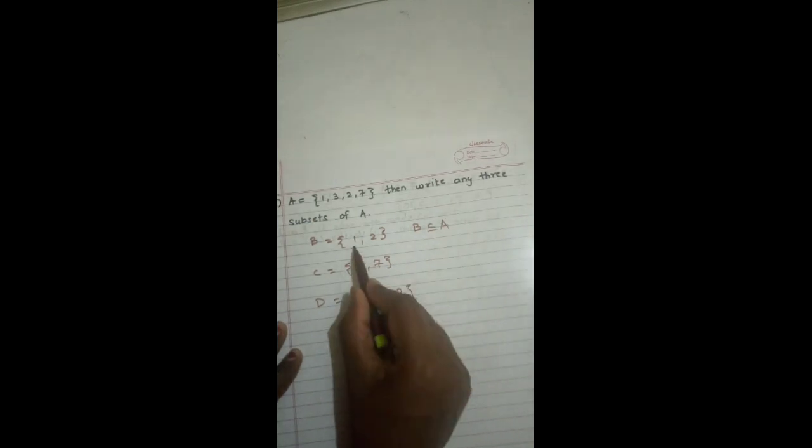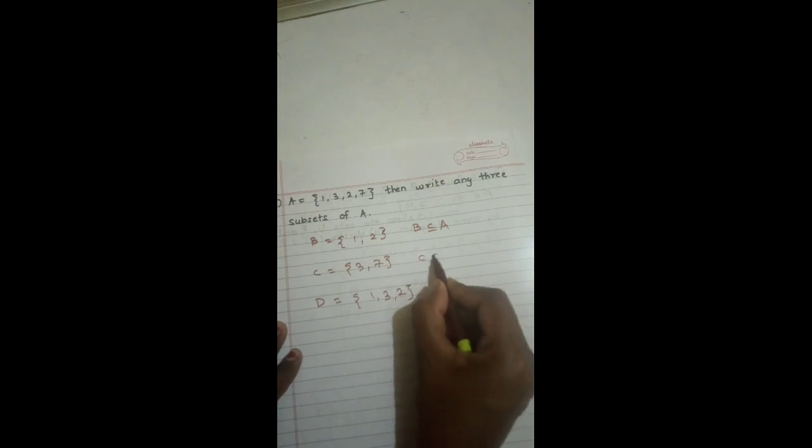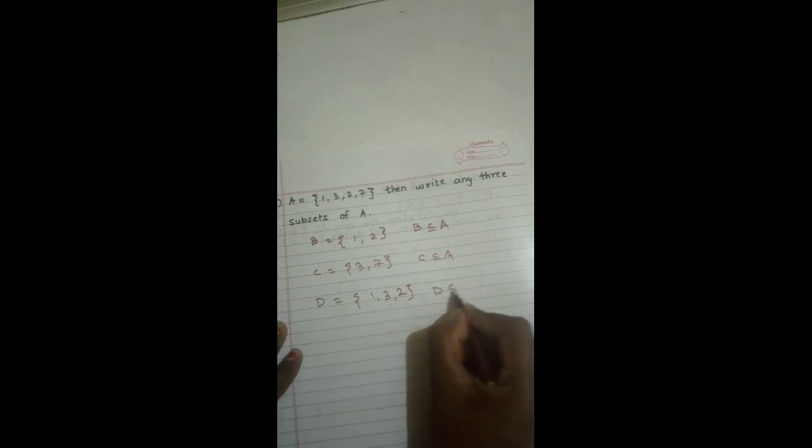कसं? कारण त्यामधले दोन एलिमेंट 1 आणि 2 हे ए मधलेच आहेत. Again C is a subset of A. How? 3 and 7 elements belong to A, and also 1, 3, 2. D is also a subset of A, कारण डी मधले सगळे एलिमेंट हे ए मध्ये आहेत. ठीक आहे. Let's solve our next question.